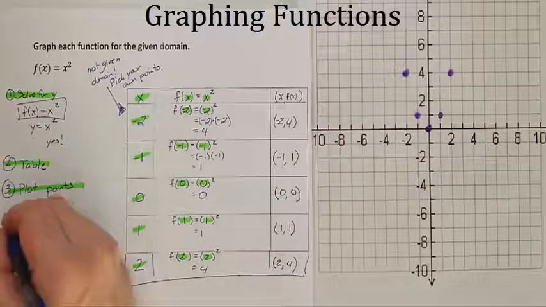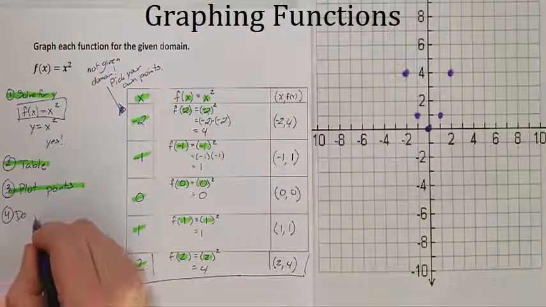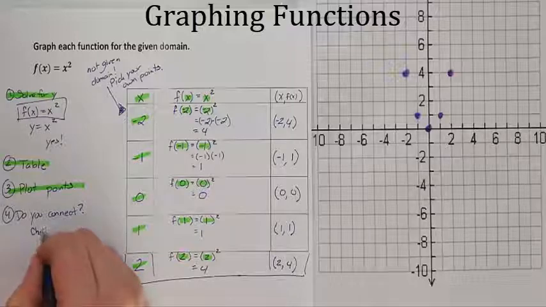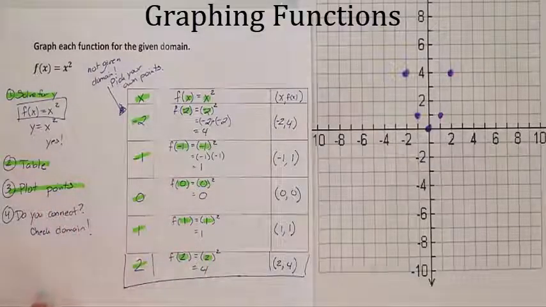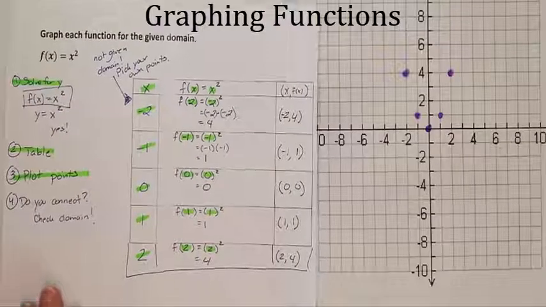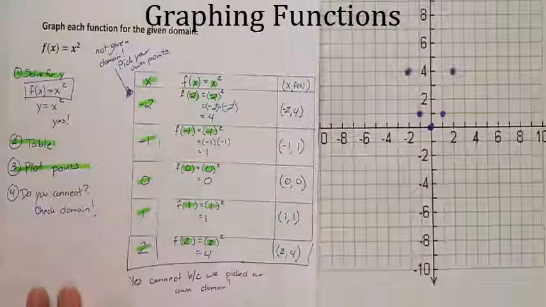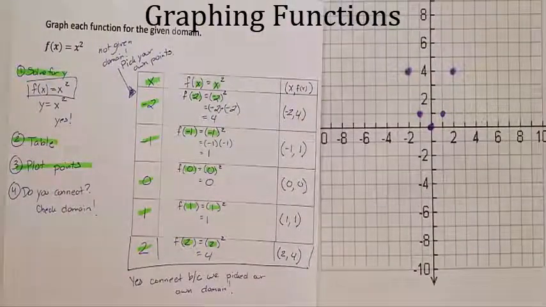Step 4, you're supposed to check whether or not you connect. And what tells you to connect is when you actually check the domain. We were not given a domain. We had to pick our own domain. So if you have to pick your own domain, yes, you connect. So yes, we're going to connect because we picked our own domain.